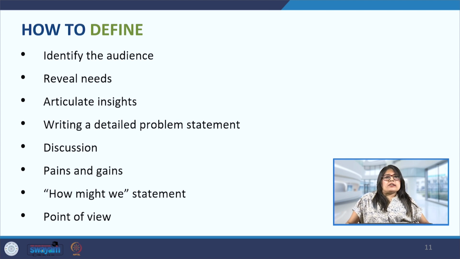Then the how might we statement. These statements are like a question which frames the design challenge in an optimistic manner. Like I mentioned earlier, it converts the challenge into an opportunity. And lastly, we have the point of view that we have also discussed earlier.